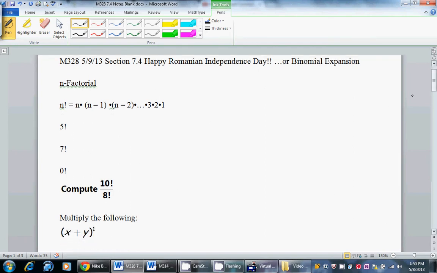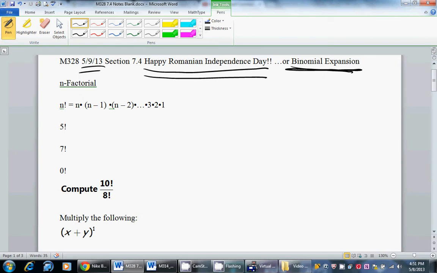We're starting off section 7.4. Happy Romanian Independence Day to all of our Romanian friends out there. May 9th is a huge day for them. But what we're doing is binomial expansion. Okay, so we're not really going to be focusing on the Romanians. Sorry to all of our Romanian friends.